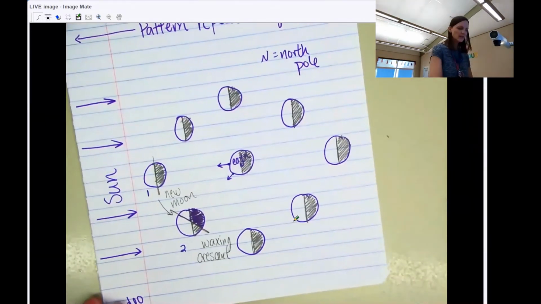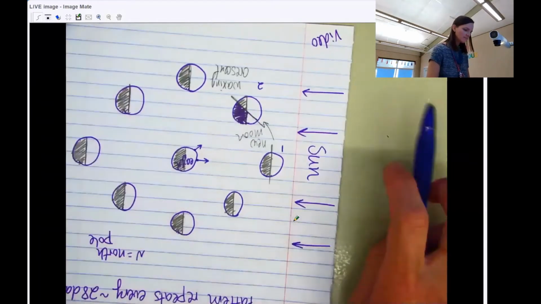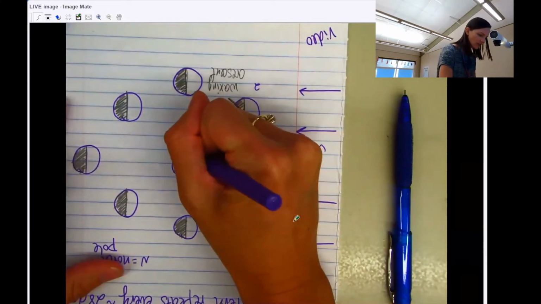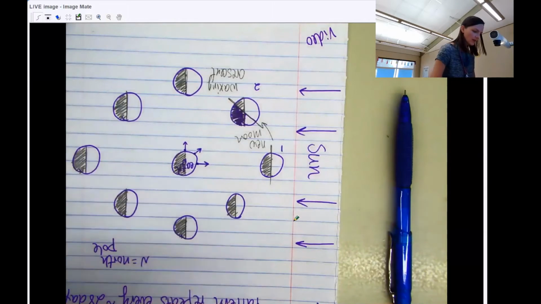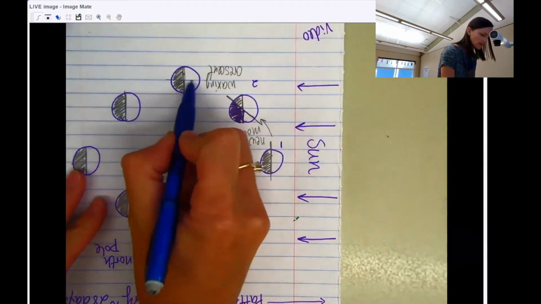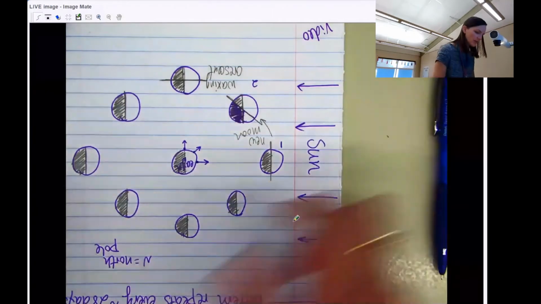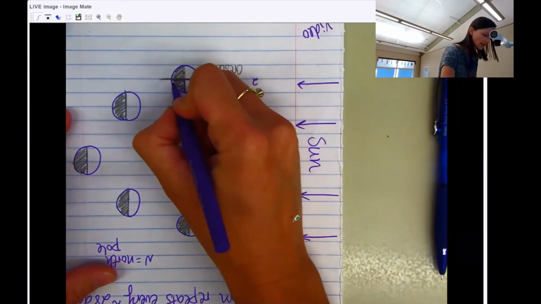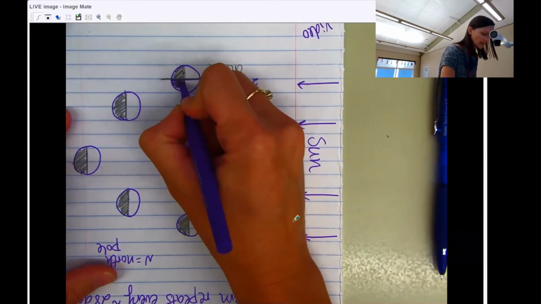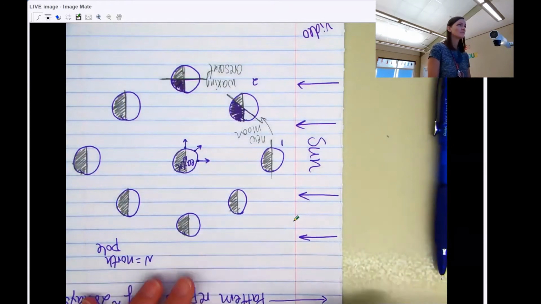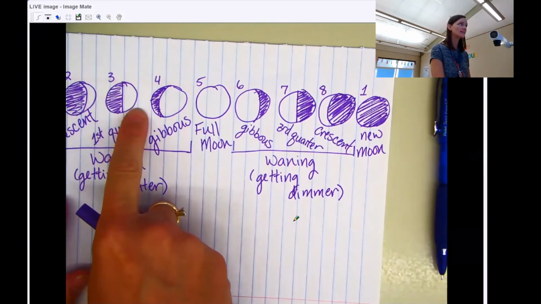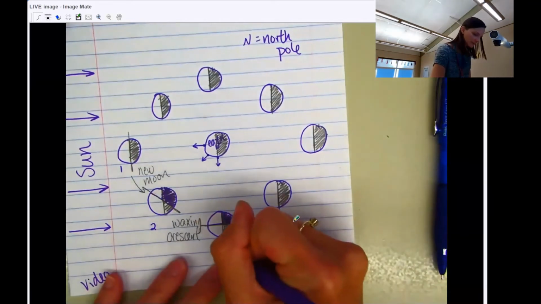Just like that. Let's try the third position. We've got our view from Earth. We have a sight line that runs like this. The part that we can see is half in shadow, half in light. The light is on the right-hand side, just like this. Half in shadow, half in light. The light is on the right-hand side. This corresponds to the first quarter, just as we expected.